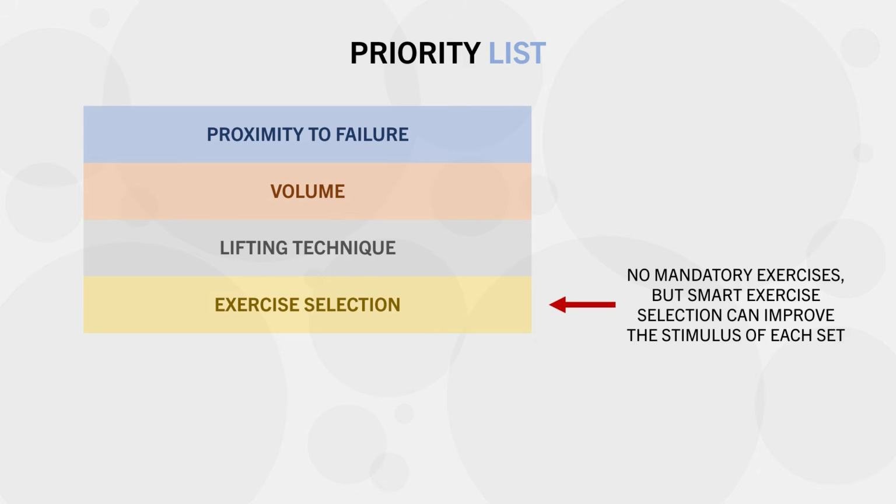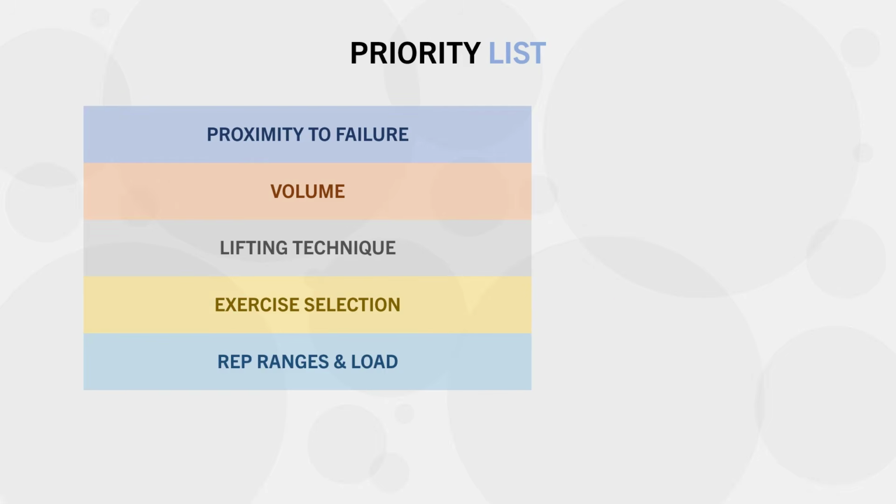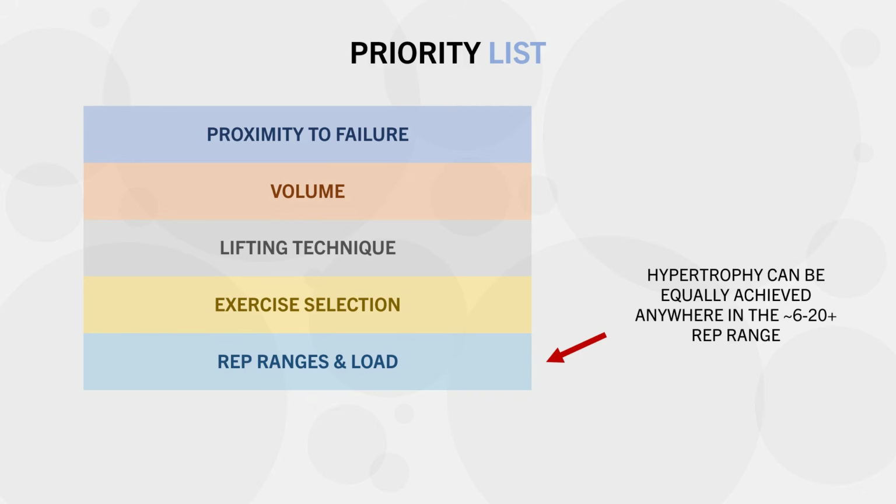Now getting towards the less important variables for hypertrophy training, we have rep ranges and load. As we know, there is a very large spectrum of rep ranges and loads that can be used to maximize muscle growth. So for this reason, it doesn't really matter too much what specific rep ranges we train in, provided that we are somewhere within the approximate 6 to 20 rep range. Some exercises will be better suited to different rep ranges over others, but ultimately it isn't the most important variable to be concerned with.